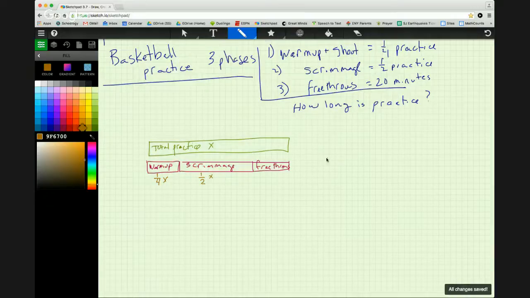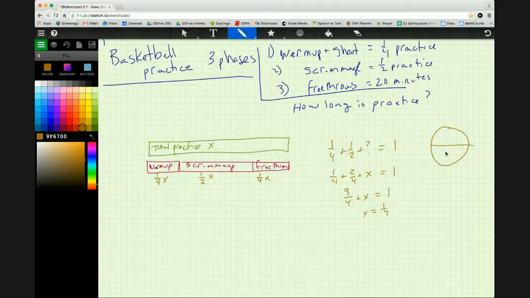And if you want to think about it, you can say, well, 1/4 plus 1/2 plus what equals 1. Let's make these a common denominator: 1/4 plus 2/4 plus what equals 1. Well, this is 3/4 plus what equals 1. The answer is x equals 1/4. So the free throws must be 1/4 of x, because that's all that's left over. It must be, right? 1/4 plus 1/2 plus 1/4. If I think of my pie, 1/4 plus 1/4 plus 1/2, that's your whole pie. So this must be right.